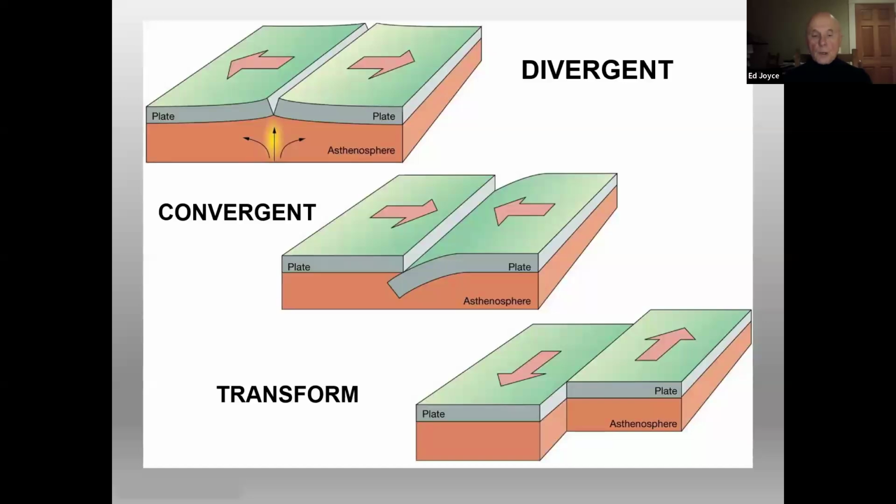The third type of plate margin is a transform fault where 2 plates slide by each other. So neither one of them goes under, neither one of them goes up, they just slide past each other.